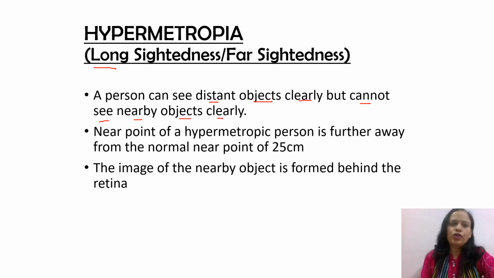Further, for a normal eye, that means a person who has normal vision, the near point is 25 centimeters. Now, since a person suffering from hypermetropia cannot see the nearby objects clearly, obviously his near point will be greater than 25 centimeters, or you can say that it is further away from the normal near point of 25 centimeters. Now in this case, the image is going to be formed behind the retina. In case of myopia, the image was in front of the retina, but in case of hypermetropia, the image is formed behind the retina.